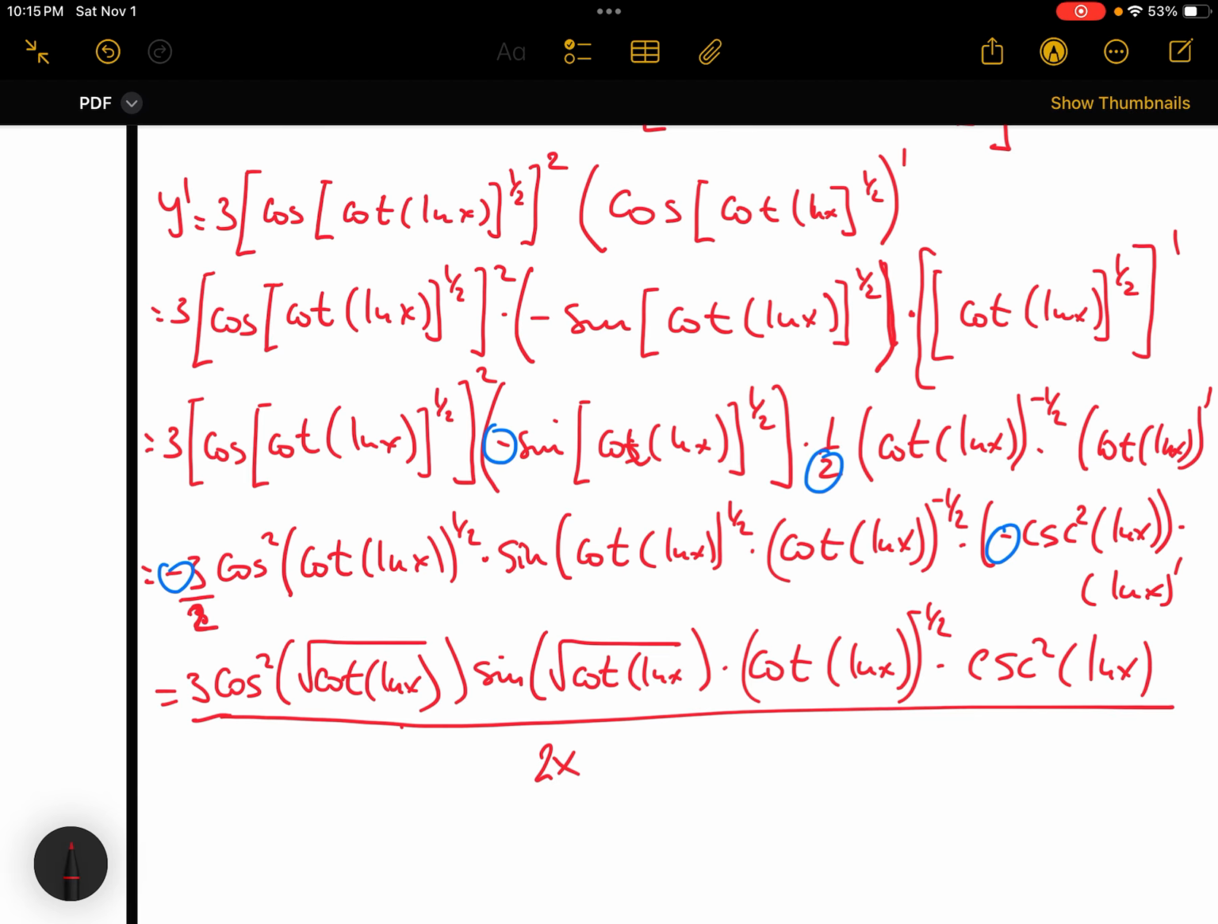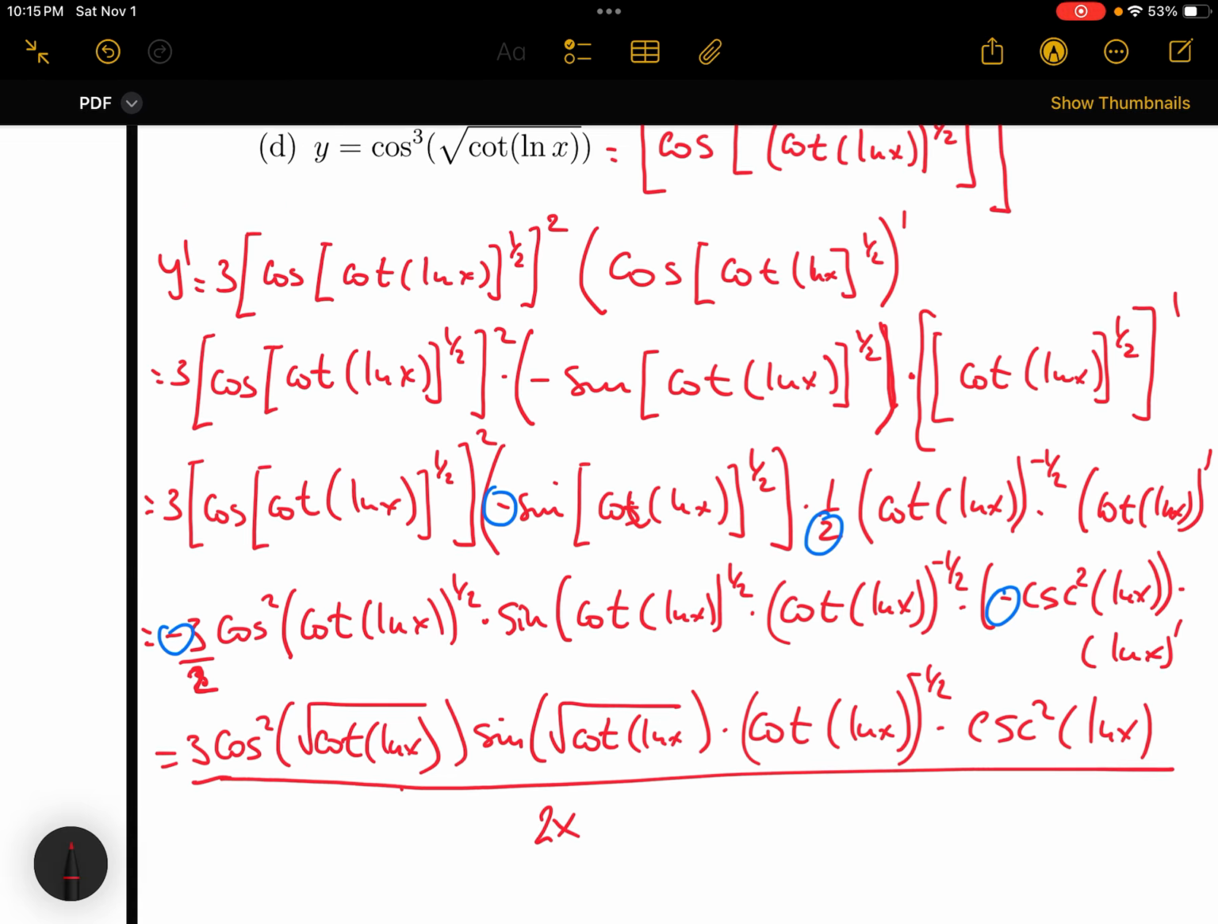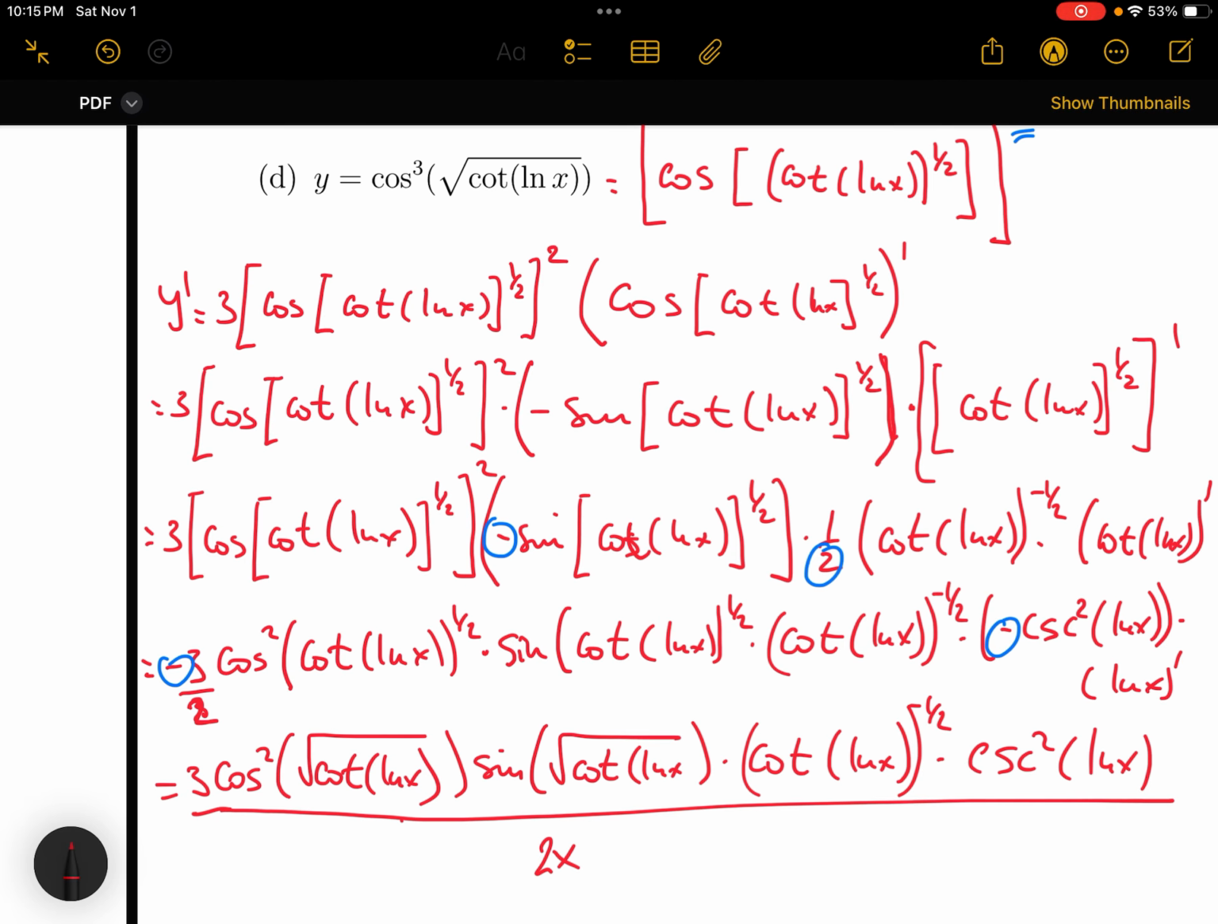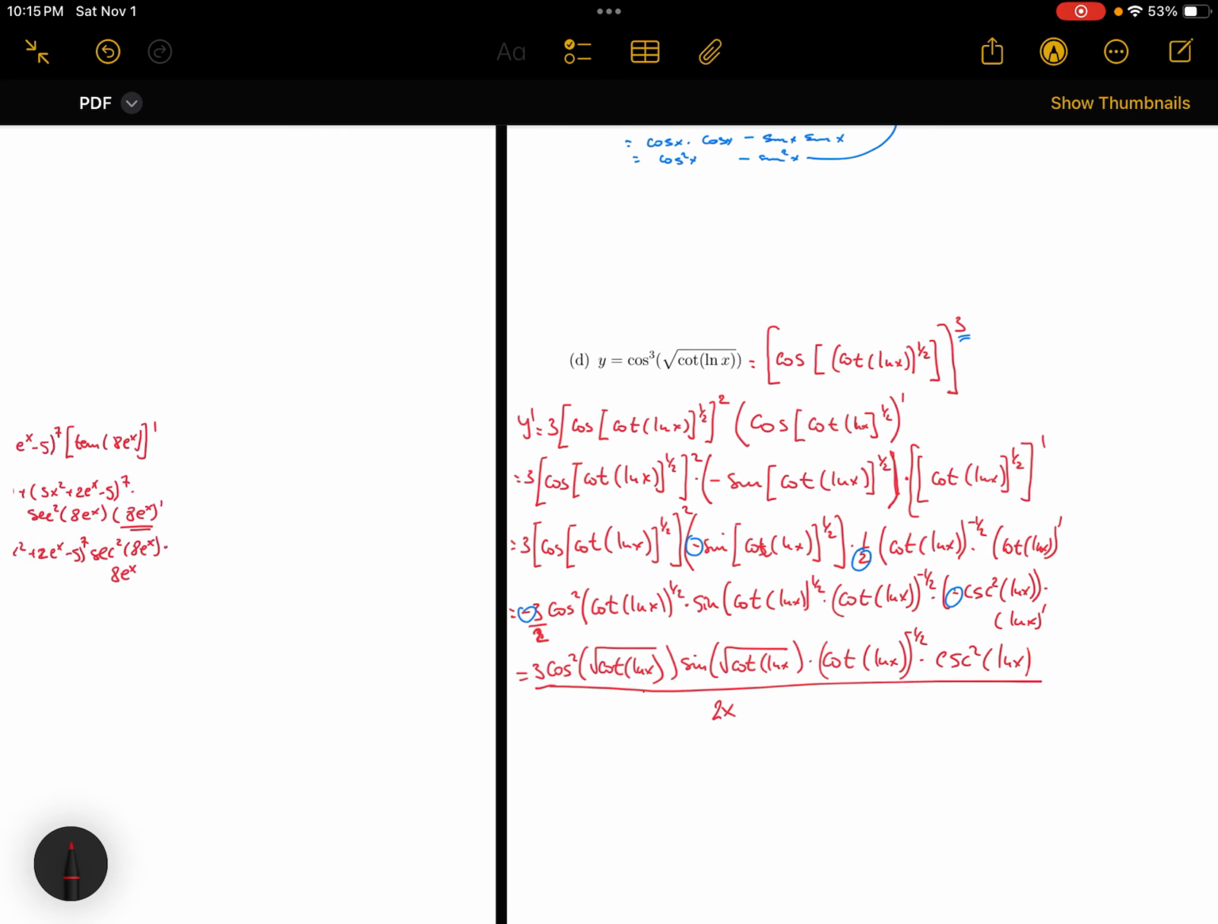And as I said, this is a very, very busy chain rule. I don't even know how many times we used it. 1, 2, 3, 4, 5 times, which made it a very complicated problem. Okay, moving on.